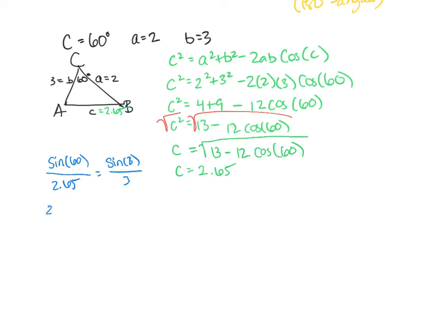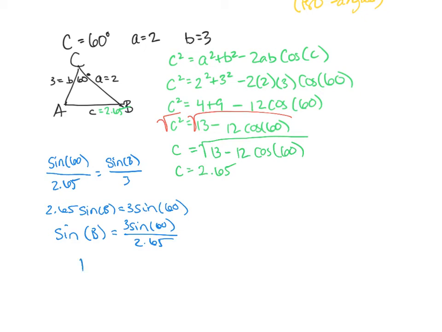So we're going to cross multiply. Get 2.65 times sine of B is equal to 3 times sine of 60. I'm going to divide both sides by 2.65. And then to get B by itself, I'm going to take the sine inverse of everything.